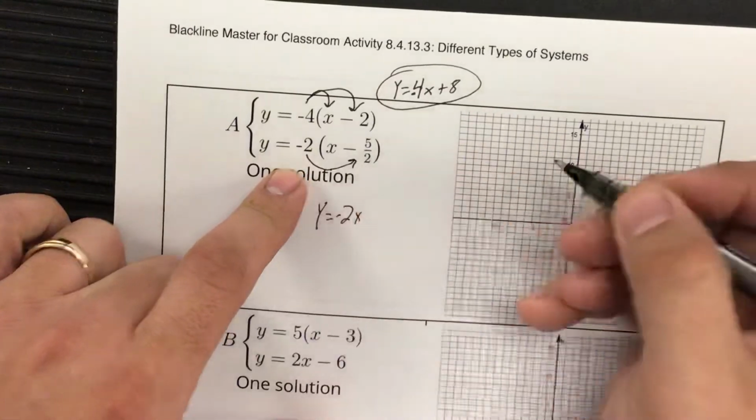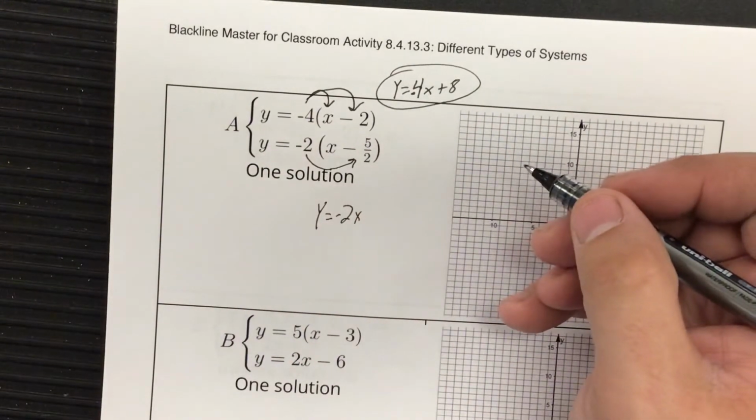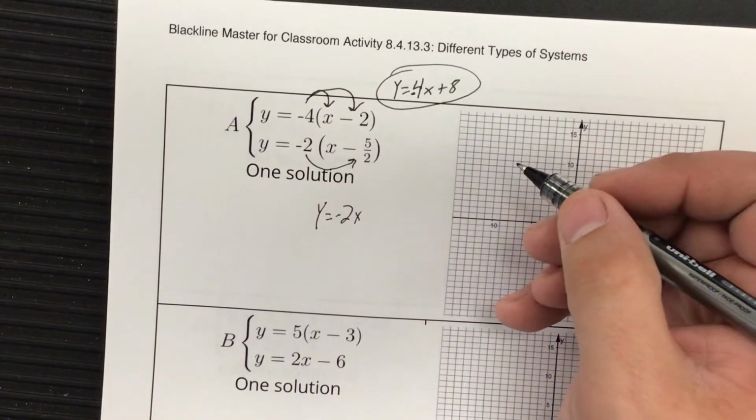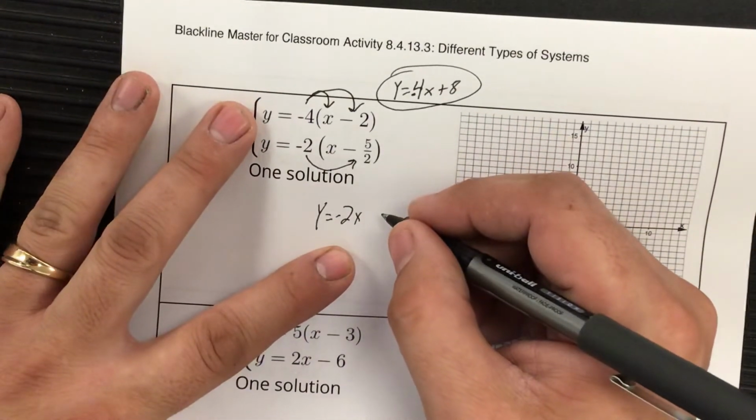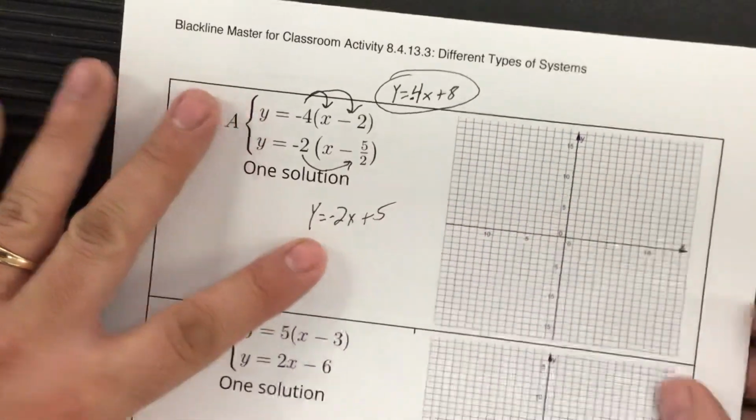Negative 2 times negative 5 over 2. 10 halves, half of 10, yes. Positive or negative? Positive 5. All right, so now we should be able to graph that.